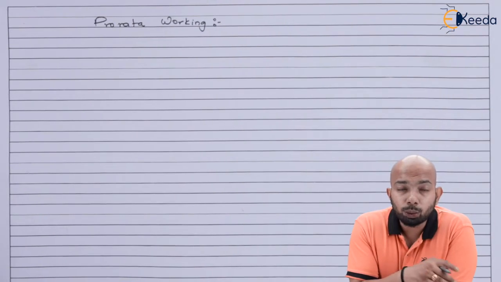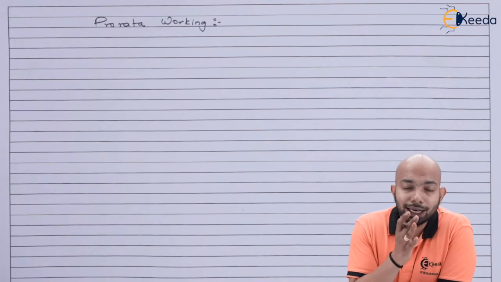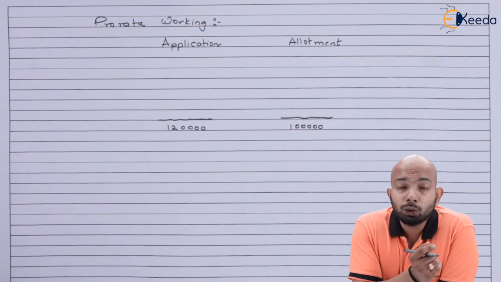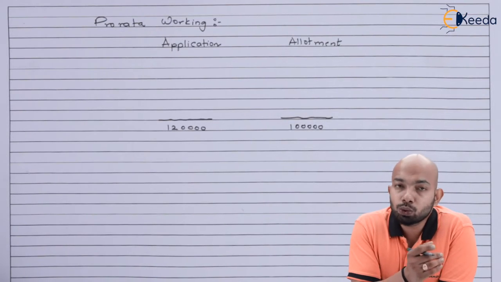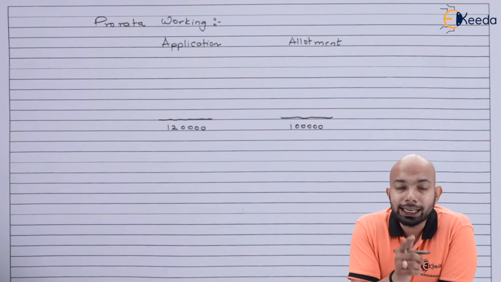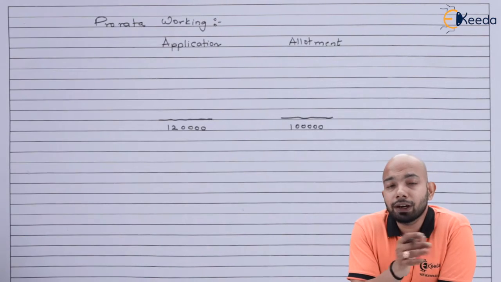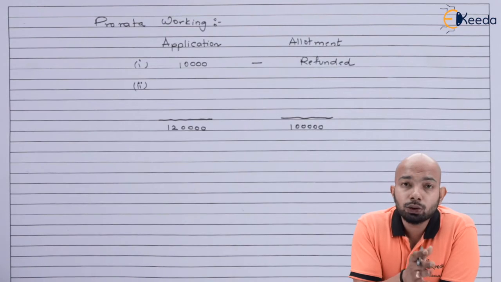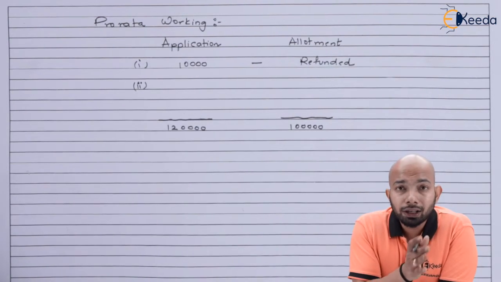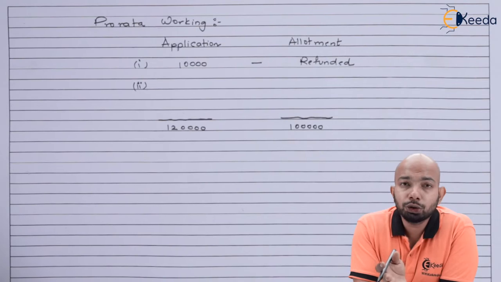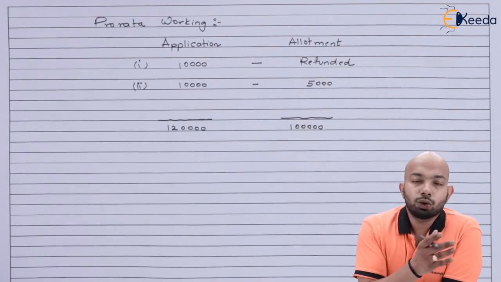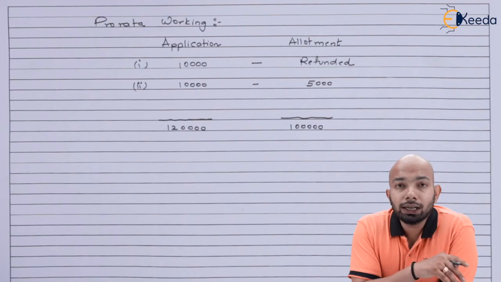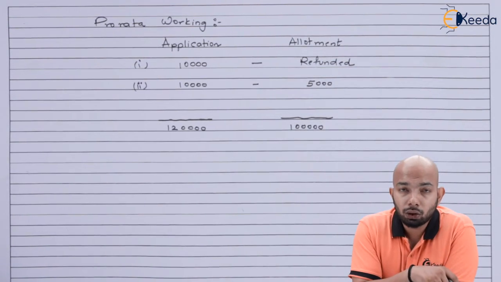Now we're talking about prorata working, so we'll divide the page into 2 sections, that is application and allotment. To simplify it further, we have mentioned the application total, that is 1,20,000, and the allotment total, that is 1 lakh here. Accordingly, we'll do the segregation. The first category is 10,000 shares being refunded completely. The balance 10,000 was provided in the ratio of 1:2. That means for every 2 shares you get 1 share here. So it is clear that 50% of the shares were only allotted. Now for the balance 1 lakh, we have only 95,000 allotment here.